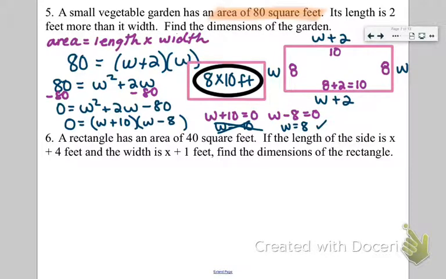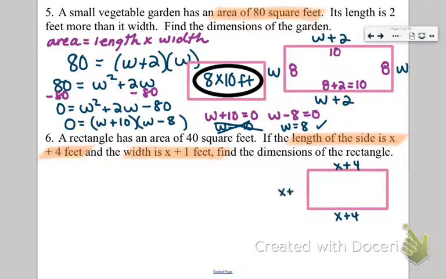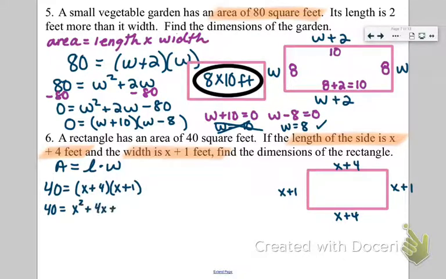Number 6, we're going to set it up the same exact way. This time it's a little easier because it says the length of the side is x plus 4 and the width is x plus 1. Alright, here we go. X plus 4 and x plus 1 for the width. We have an area of 40 square feet, so we're going to set it up the exact same way. 40 is the area, plug it in for area, and we've got length times width, x plus 4 times x plus 1. We are going to have to FOIL that right side. Combine like terms, and then finally subtract the 40 over because we have to have 0 on one side.